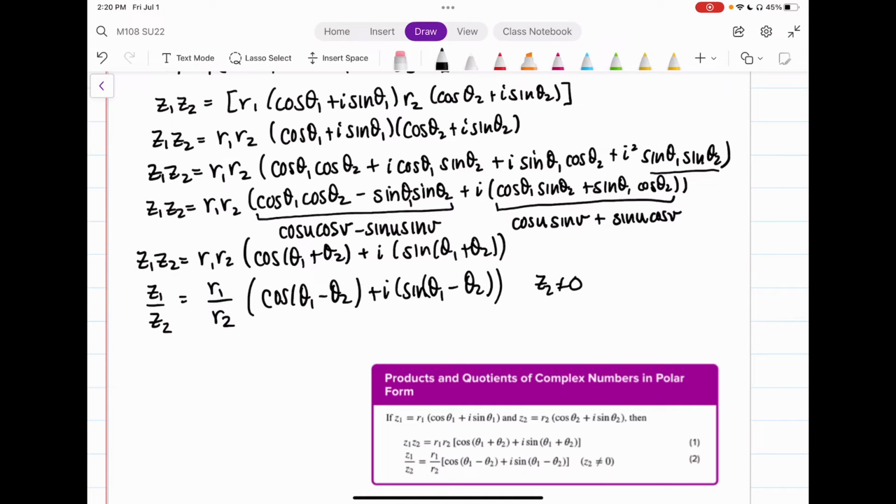Defining z1 and z2 the same way that I did, then the product is r1 r2 times the cosine sum plus i times the sine sum. And then the quotient is equal to r1 over r2 with the cosine difference plus the i sine difference. So division has the difference and multiplication has the addition of those two, where it's cosine first as the real component and sine as the imaginary component.